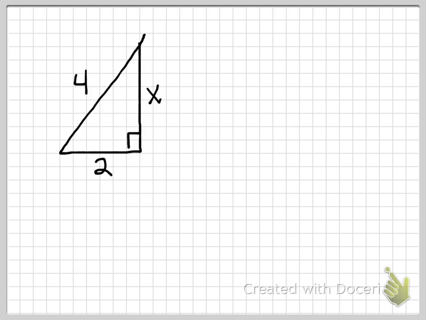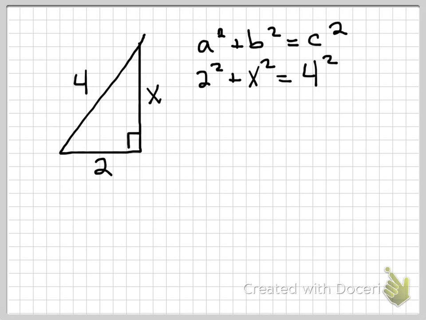So let's use the Pythagorean theorem. So we know that a squared plus b squared equals c squared. So 2 squared plus x squared equals 4 squared. So 4 plus x squared equals 16.